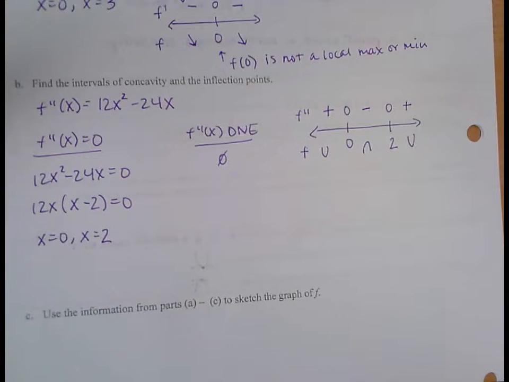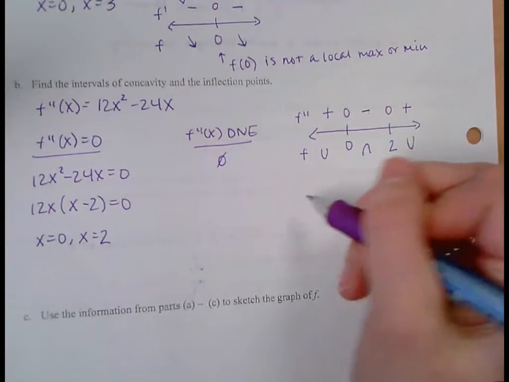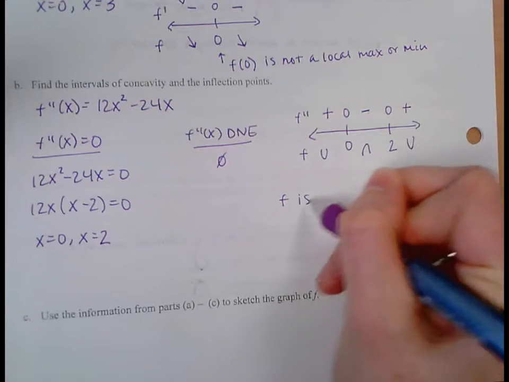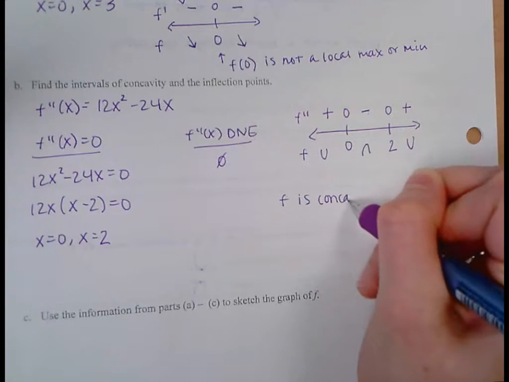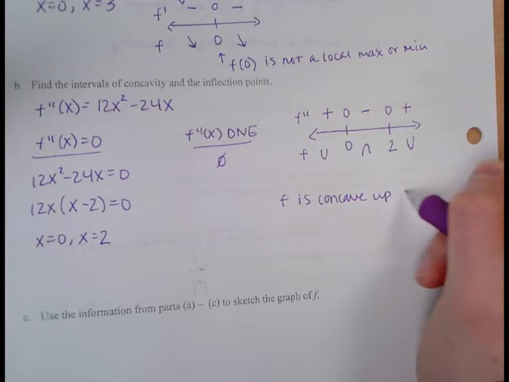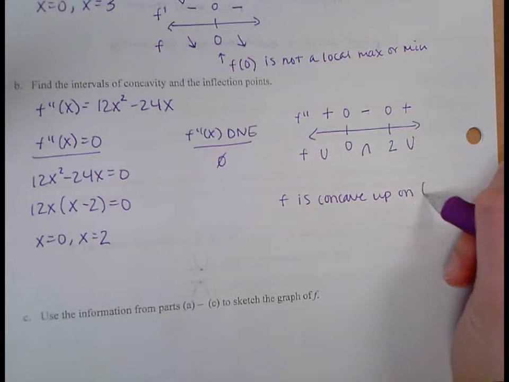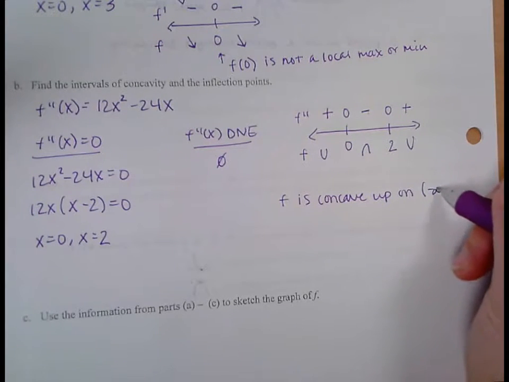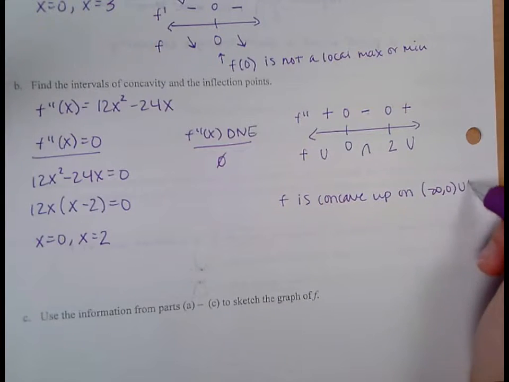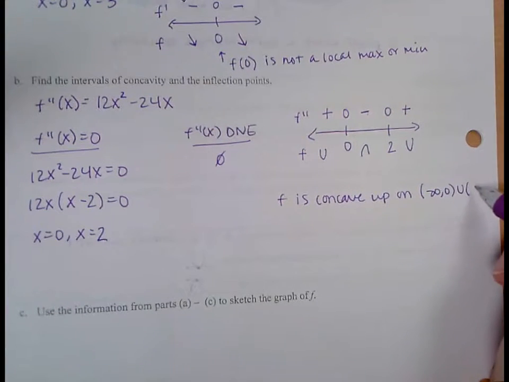So I'm listing intervals of concavity and inflection points. So I would say f is concave up on the interval from negative infinity to 0, union 2 to infinity.